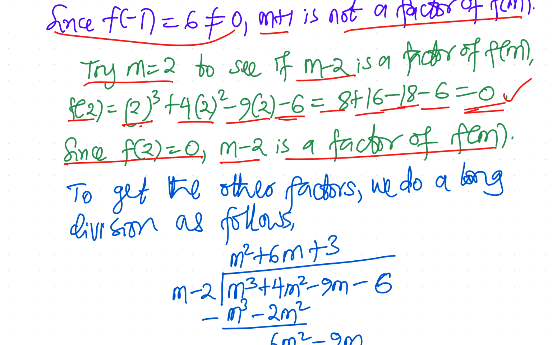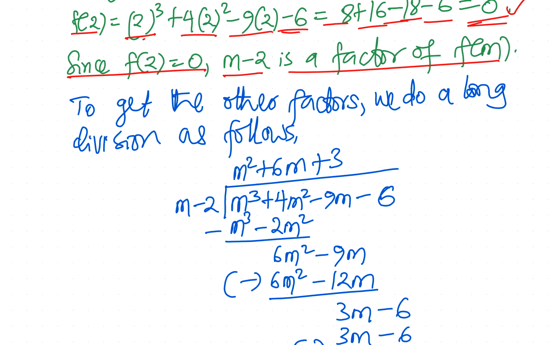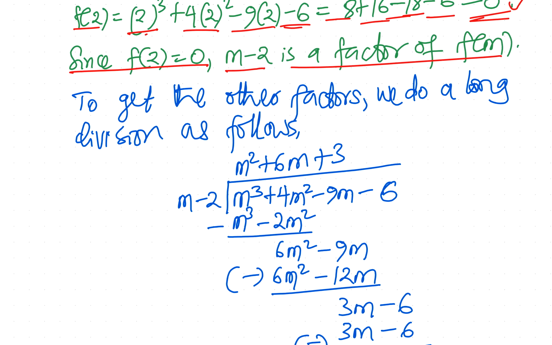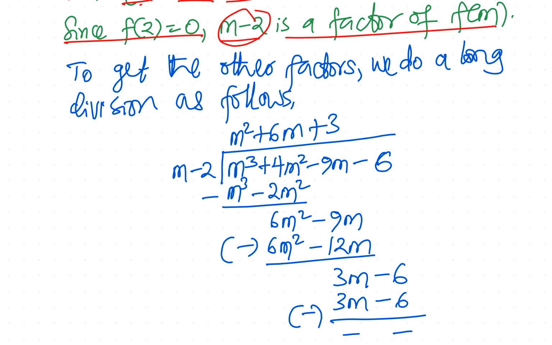We are expecting 3 results. One factor will give us 1 result, and since we're expecting 3 factors, it means we have 2 factors left. So how do we get the other factors? Now that you have got this one, it's easier to find the other 2. You have to do long division. So to get the other factors, we do a long division as follows. This is the original f of m, which is m cubed plus 4m squared minus 9m minus 6.